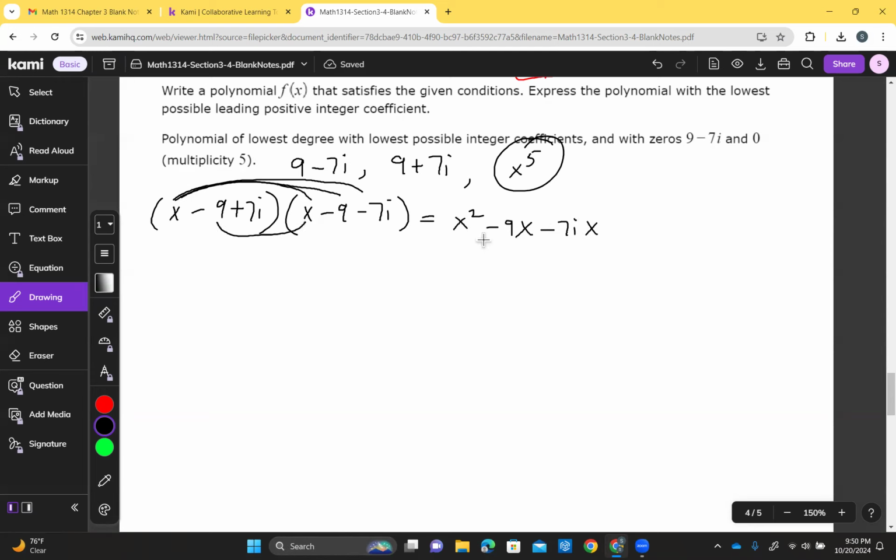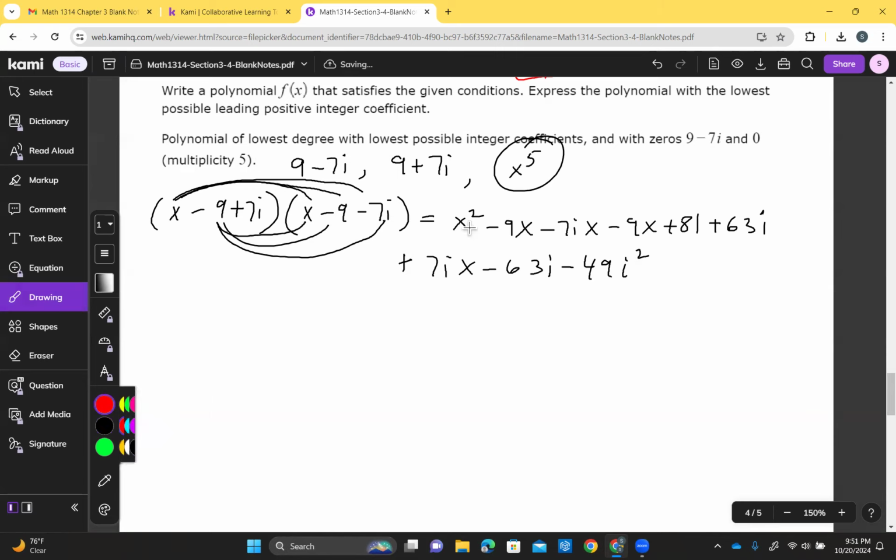I'm going to move to the negative 9 now. Negative 9 times negative 9 is positive 81. Negative 9 times this one is plus 63i. And then plus 7ix. And then negative 63i. And then negative 49i squared. So let's see. This one and this one cancel out. This one and this one cancel out.